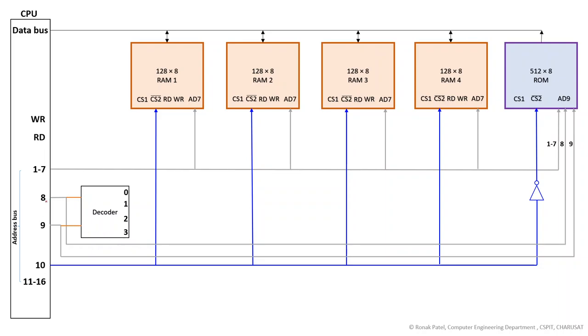And as I said, lines 8 and 9 are used like this. Suppose using the 10th bit you have selected RAM, right? There are 4 RAMs. Out of these 4 RAMs, to select which RAM, we require 8 and 9. So you can use a decoder here, right? Take lines 8 and 9 into the decoder. This is a 2x4 decoder. Based on lines 8 and 9, it will give you 1 in one of the outputs. Output 0 will be connected to CS1 of RAM 1, output 1 to CS1 of RAM 2, and the same for 2 and 3.